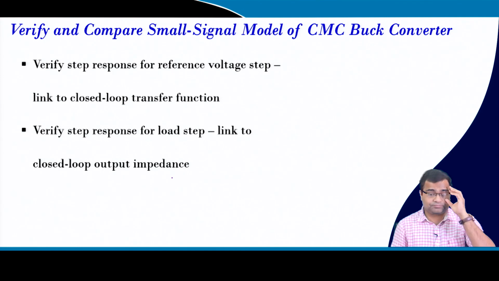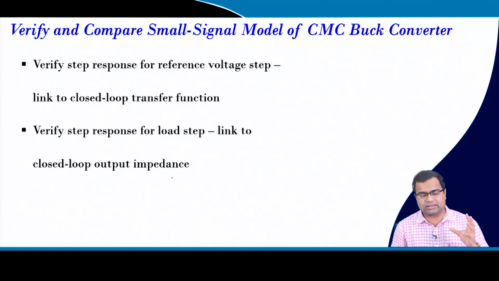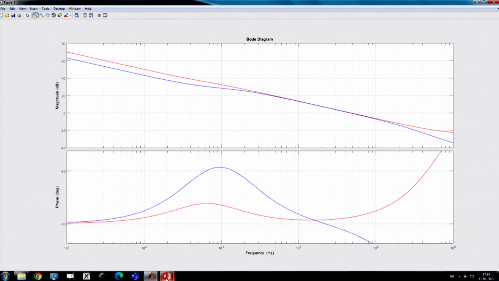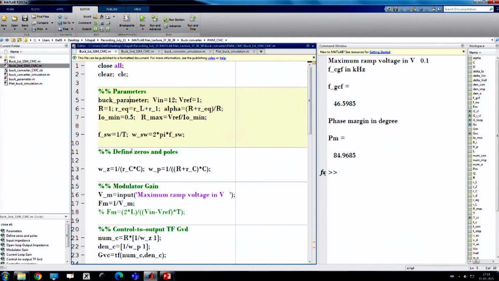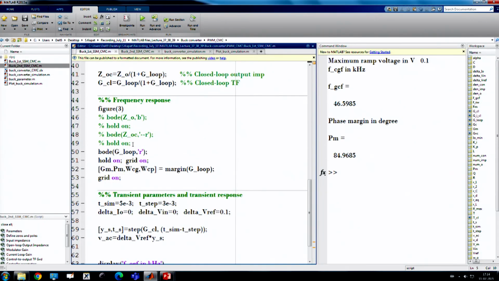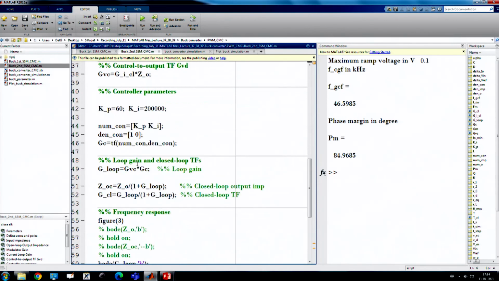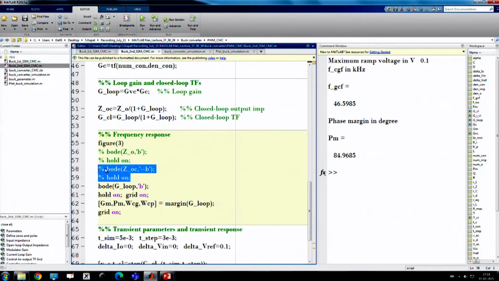So, we have checked. Now, we can also check the output impedance. If we want to check the output impedance of these two, let us check it. We can check the closed loop output impedance, can uncomment, and we can also check the closed loop output impedance of this. Okay.